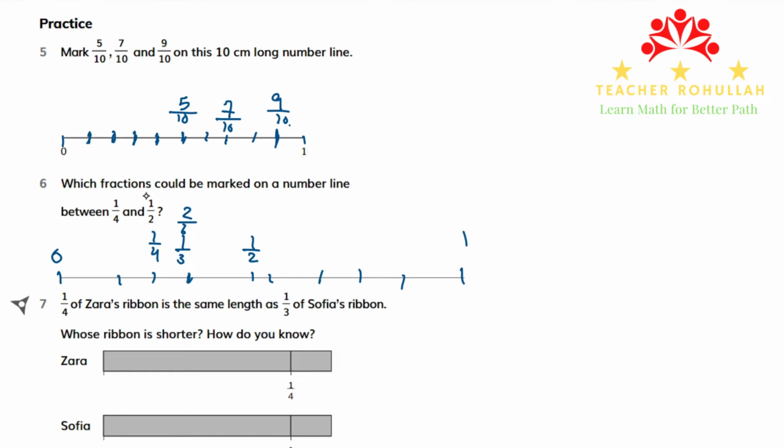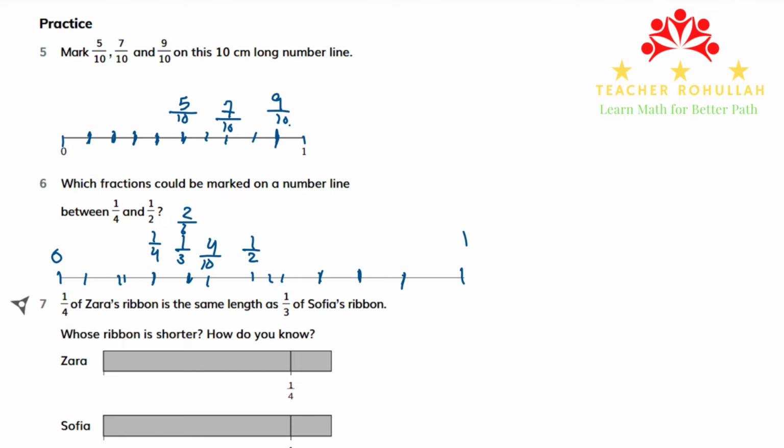And if we cut it into 10 equal parts, then we will have 1/10 here, then 1/10, 2/10, 3/10, 4/10. 4/10 will also be in between 1/4 and 1/2. We can put a lot of other fractions also, but I think this is enough. It is just to make you understand how you can find what fractions can be between 1/4 and 1/2 on this number line. Let's move to question 7.